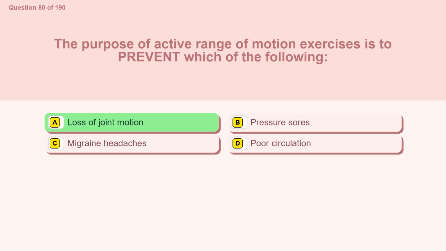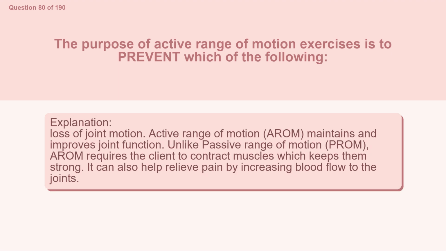The correct answer is option A, loss of joint motion. Active range of motion, AROM, maintains and improves joint function. Unlike passive range of motion, AROM requires the client to contract muscles, which keeps them strong. It can also help relieve pain by increasing blood flow to the joints.